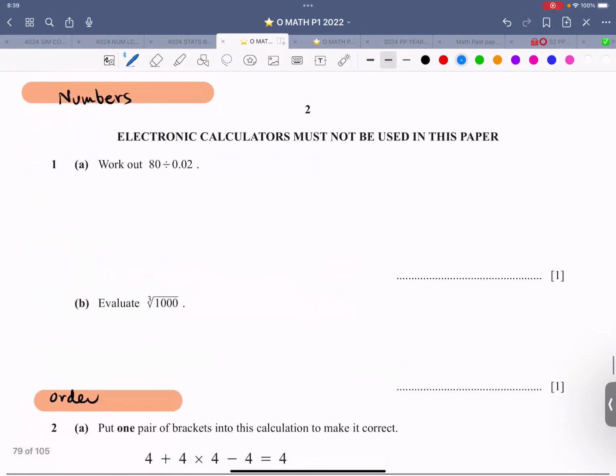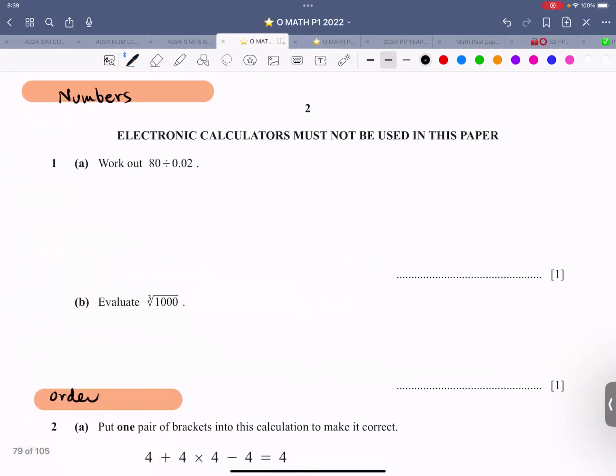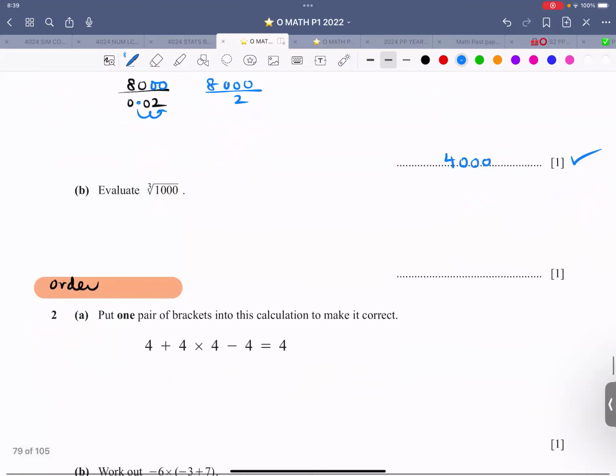So let's start with the first question. That is about numbers. Electronic calculators must not be used in this paper. Work out 80 divided by 0.02. So 80 divided by 0.02. Let me transfer 2 places to the right, the decimal. Let me add 2 zeros over here. So this is 8,000 divided by 2, which is 4,000. 1 mark for writing the correct answer in the space.